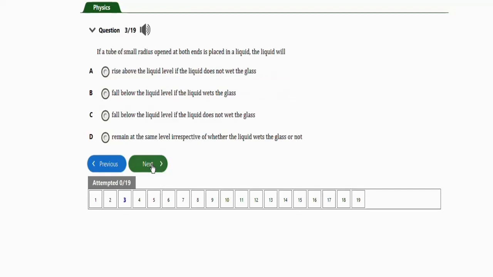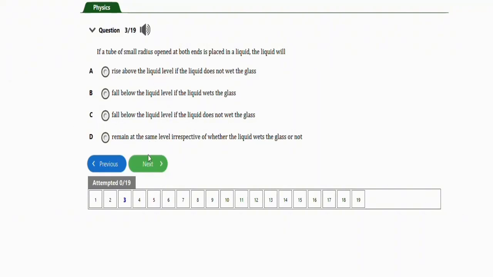The next question is this one. It says, if a tube of small radius open at both ends is placed in a liquid, the liquid will have a rise above the liquid level if the liquid does not wet the glass, fall below the liquid level if the liquid wets the glass, fall below the liquid level if the liquid does not wet the glass. So guys, the correct option to this question is option C. Alright, it will fall below the liquid level if the liquid does not wet the glass. Alright, so that's it for this question.